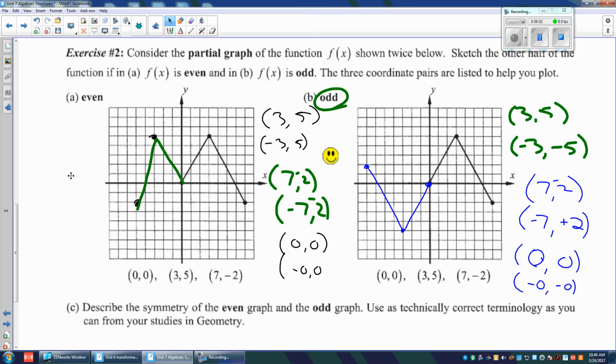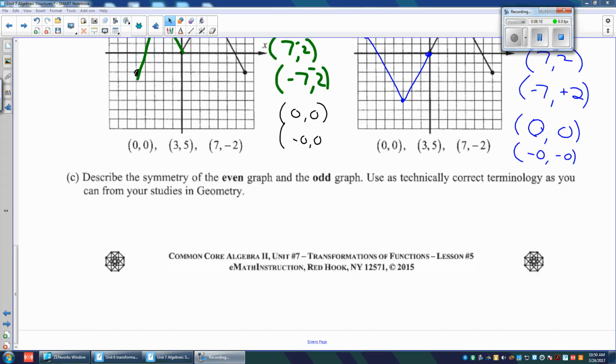This is a rotation of 180 degrees. Okay, got it? Let's take a look at the next problem. Part C of this question says, describe the symmetry of the even graph and the odd graph. So I already said it.